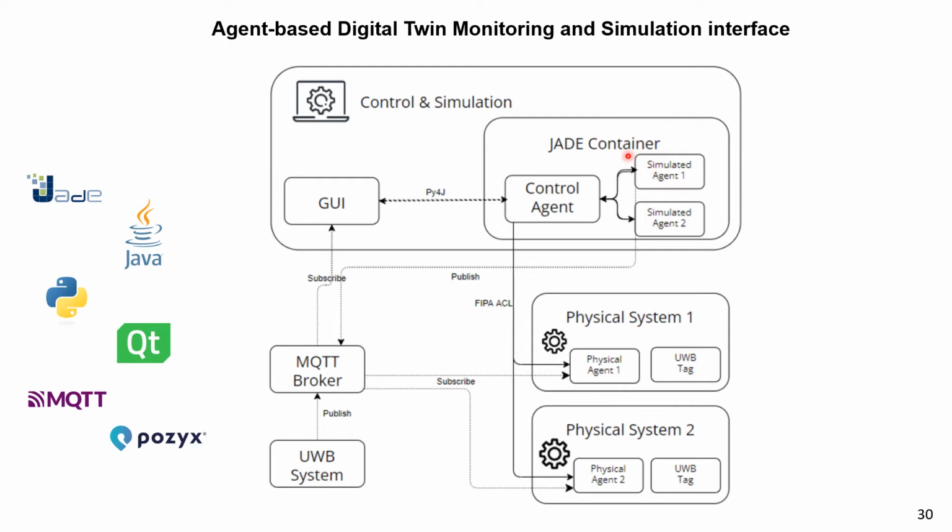And in this control agent, a simulated agent can be created for a physical agent, and this simulated agent of course represents the digital agent of that physical agent. And of course all those processes can be shown in the graphical user interface to show the physical and the digital agent and how they are operating and moving in the environment.